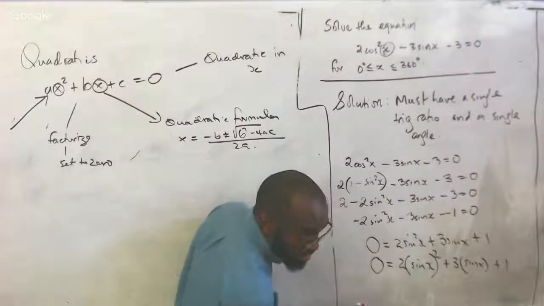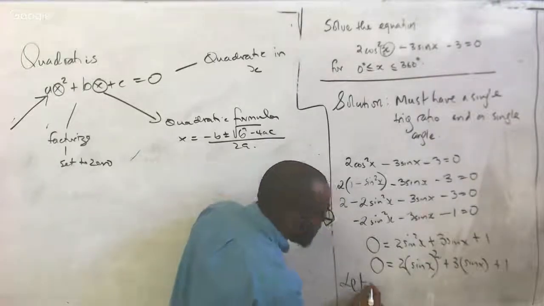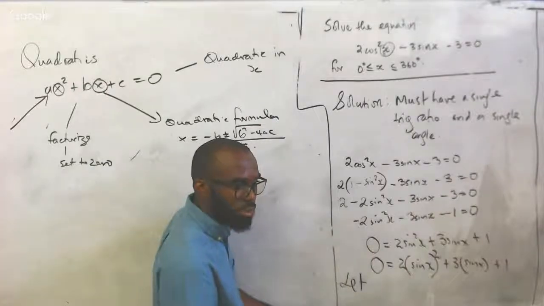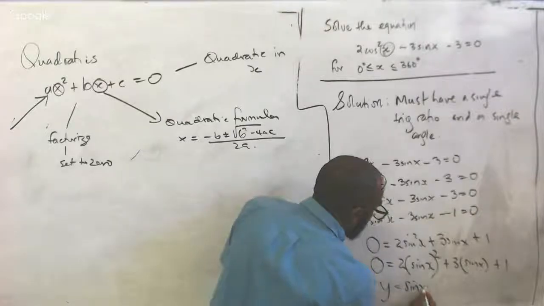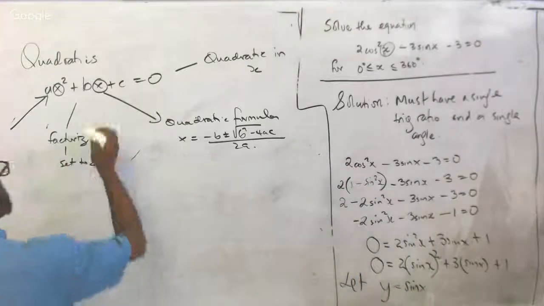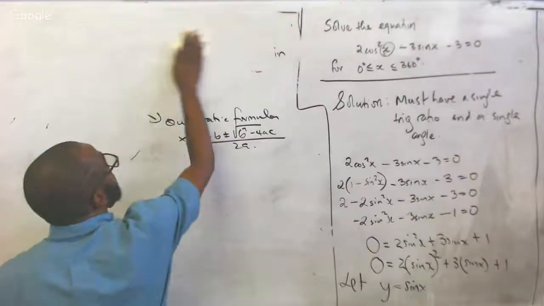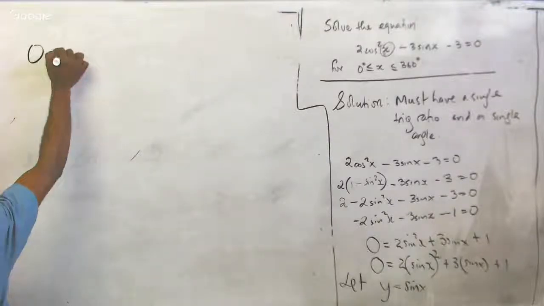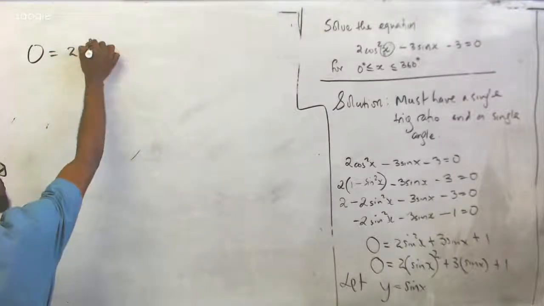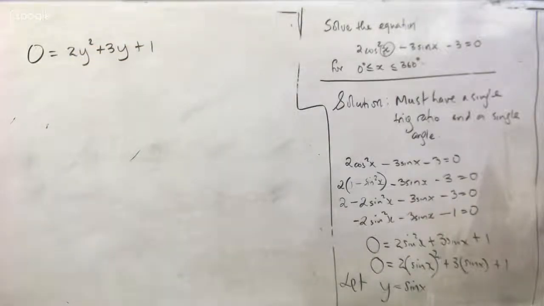To make it clearer and simplified in the exam, I will always recommend making a substitution and saying let, for example, y equal to sine of x. And then this becomes 0 equal to 2y squared plus 3y plus 1. Everybody follow so far? So, recap before we continue the solution.